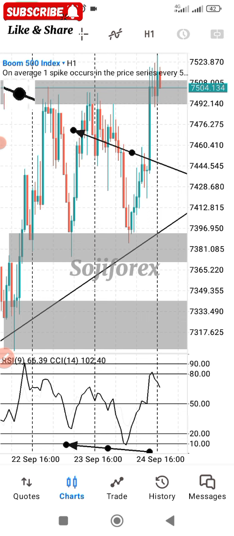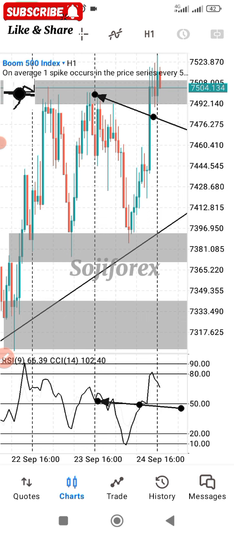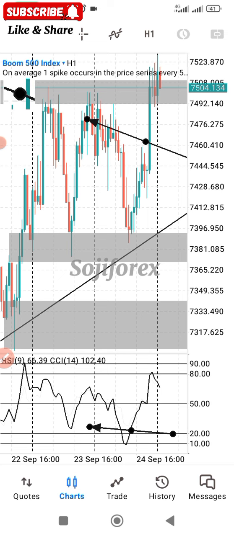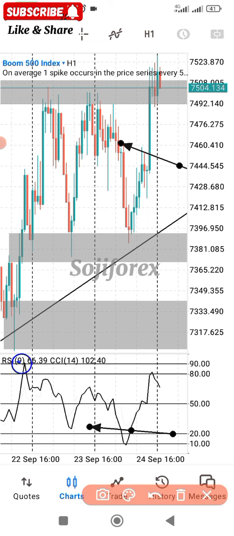Then price went up again. Here we could have sold, but when we look at our commodity channel index, we don't have it at the point of 80 and 90 to give us a sell condition. However, we are having an equal high here, so this is a divergence.